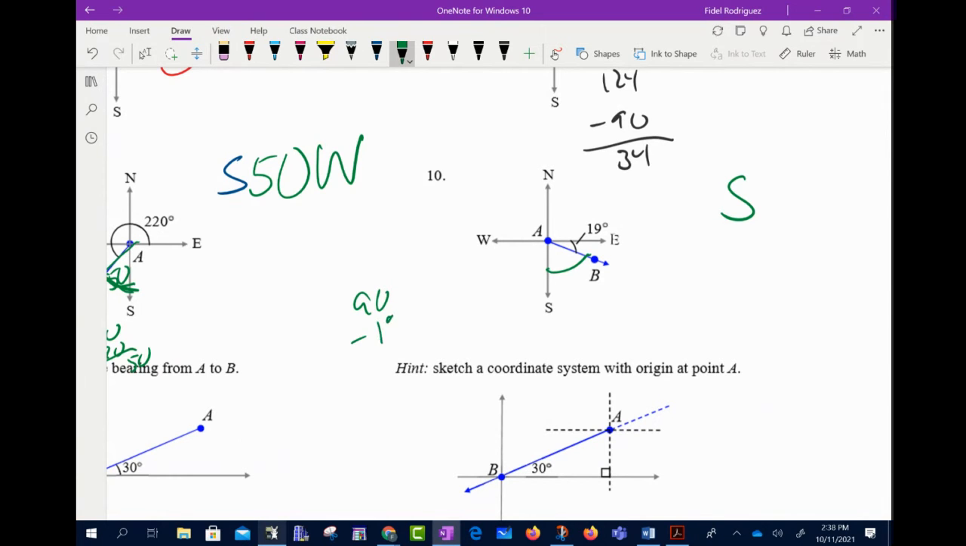90 minus 19? Isn't that going to give me 71? So south, 71 degrees. Are we heading east or west? You got it. Okay.